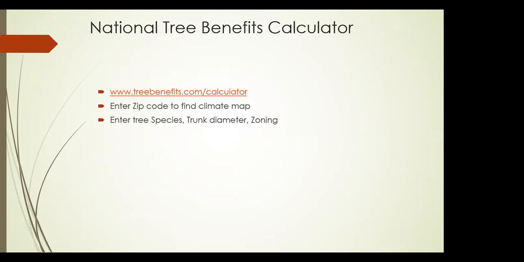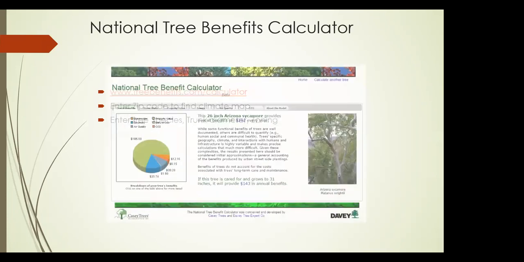One of the things we have, did you get that slide change? Yeah, okay, good. One of the things we have is called a tree benefits calculator, and there's the website if you want to write that down real fast. With this calculator, you can enter your zip code and then enter the tree species, the trunk diameter, and the zone that we live in. We live in zone 9, not the Sunset zones, but we're in zone 9.